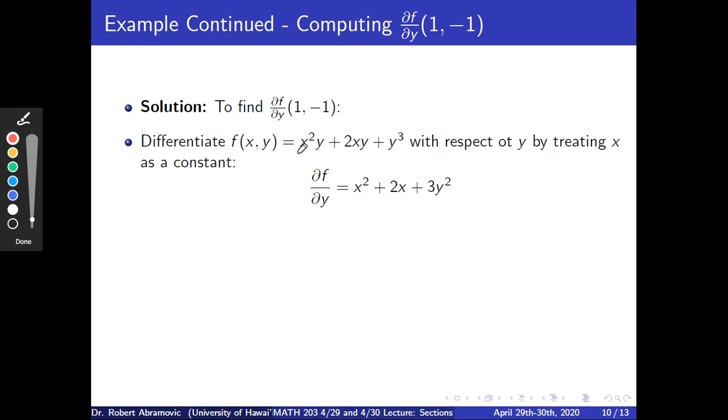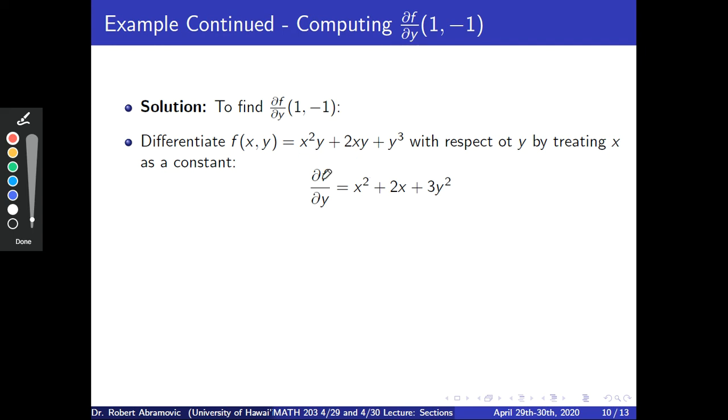Here x is a constant. So we're differentiating x squared times y with respect to x. X squared is a constant. We pull out x, derivative of any constant multiple of y with respect to y is that constant. So the derivative of x squared y with respect to y, of course, is x squared. The derivative of 2xy with respect to y, likewise, is 2x. The derivative of y cubed is just the power rule, it's 3y squared.